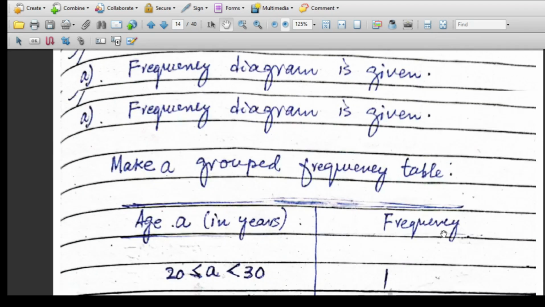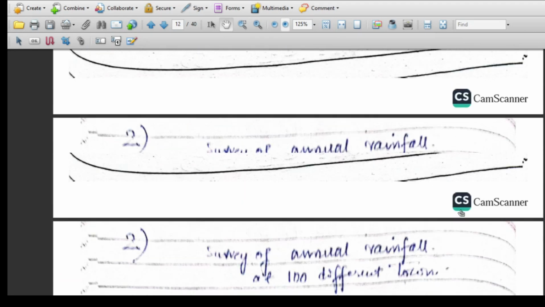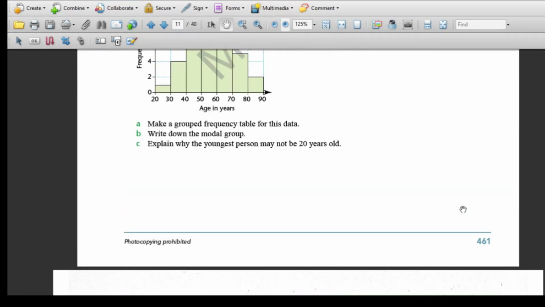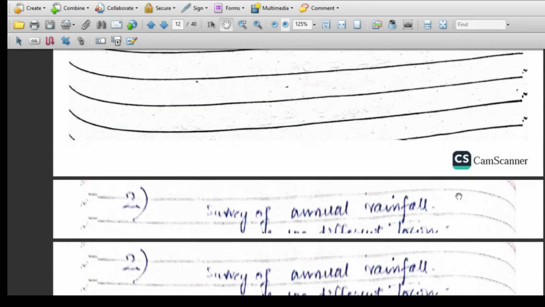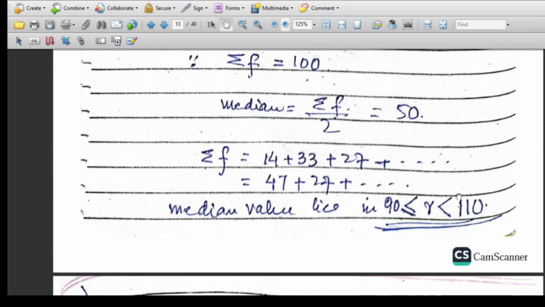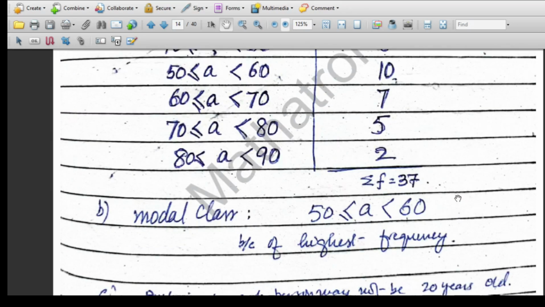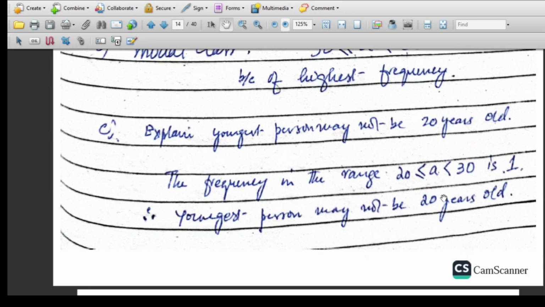And the third part is to explain why the youngest person may not be 20 years old. In this band the frequency is just 1, and in the whole band a single person lies. So there is a possibility that the single person is not 20 years old. The frequency in the range of 20 to 30 is 1, and the youngest person may not be 20 years old. So this is one of the reasons.